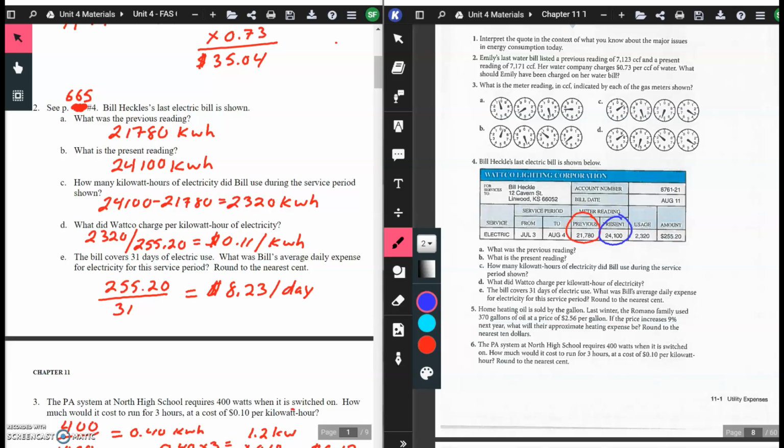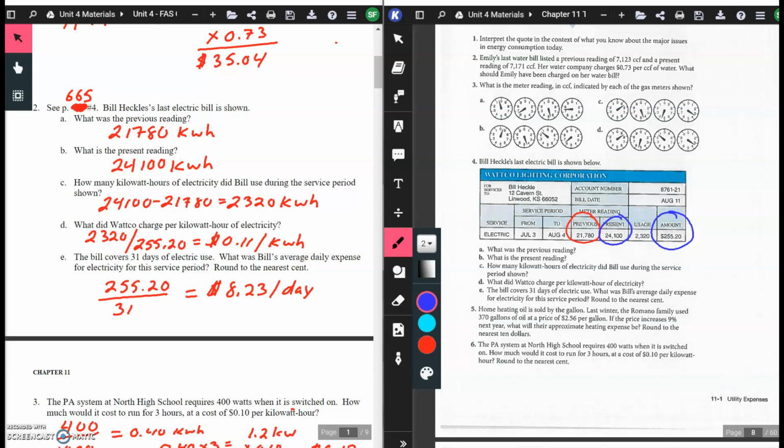So again, you take your present, which is 24,100, minus the previous, which is 21,780, which gives you a difference of 2,320 kilowatt hours. Part D. What did Watco charge per kilowatt hour of electricity? Well, you look at the usage, which we figured out, 2,320, and divide the cost, the amount billed, $255.20, by it. That gives you 11 cents per kilowatt hour.